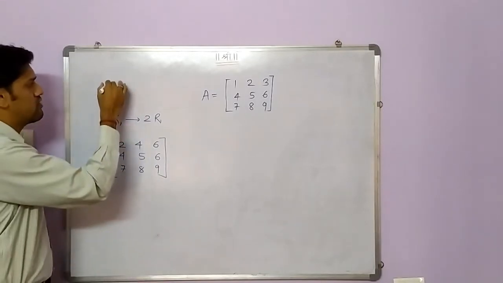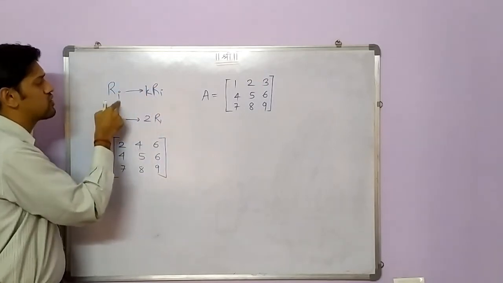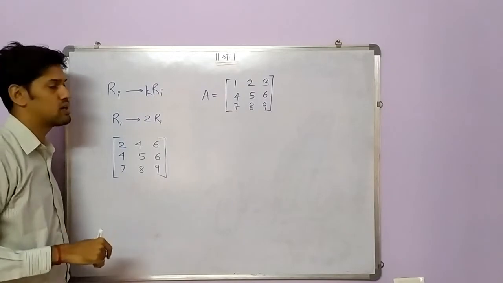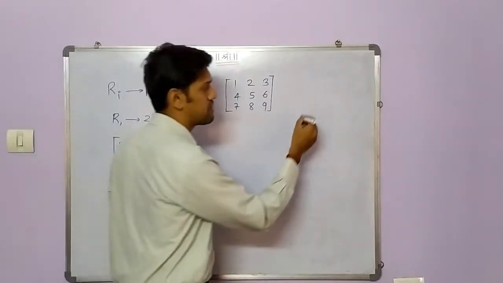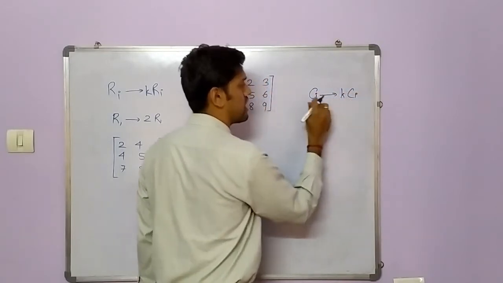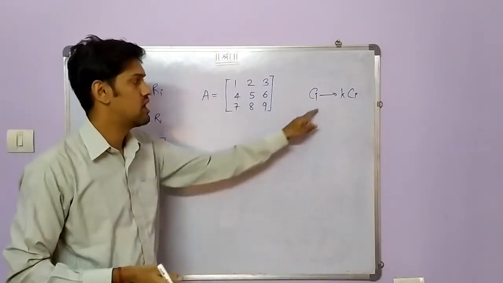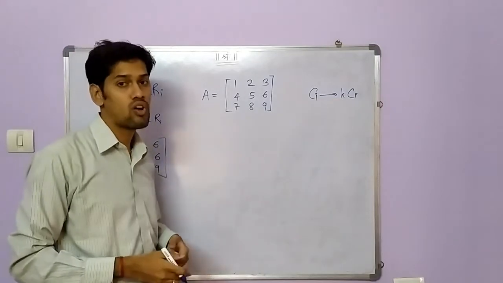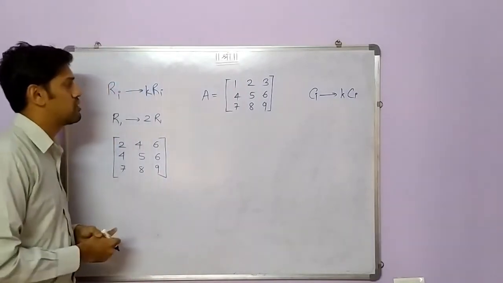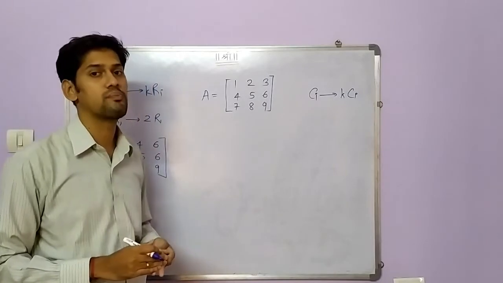In general, the way I can write it is Ri equals K times Ri. That is, any row can be multiplied by K and that particular row will be altered. This same operation can be performed on columns as well, where I'll take whichever column, C1, C2, C3, C4, depending on how big the matrix is. I can multiply by any scalar K which is non-zero, with Ci, that is the same column. Remember, this K can be positive, negative, or a fraction, but it cannot be zero.